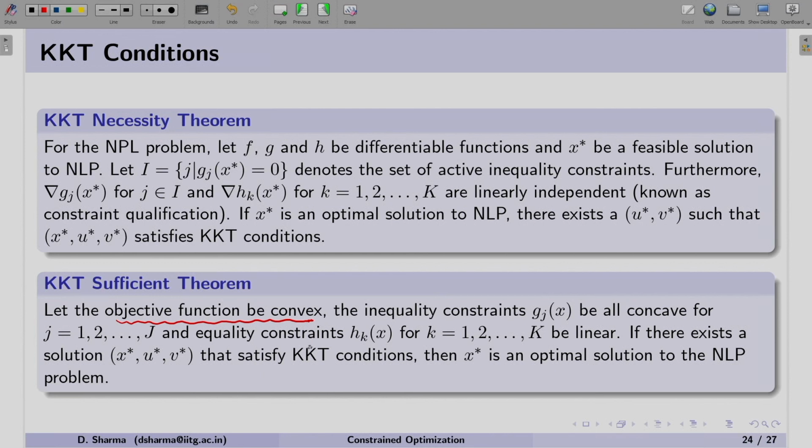So let us assume that the objective function is convex, the inequality constraints g_j(x) are all concave, and the equality constraints are linear. If there exists a solution, say x star, u star, v star, satisfying the KKT conditions, we can say that x star is an optimum solution to the NLP problem. With the help of the necessity theorem, we can find a set of x star, u star and v star that satisfy all KKT conditions.